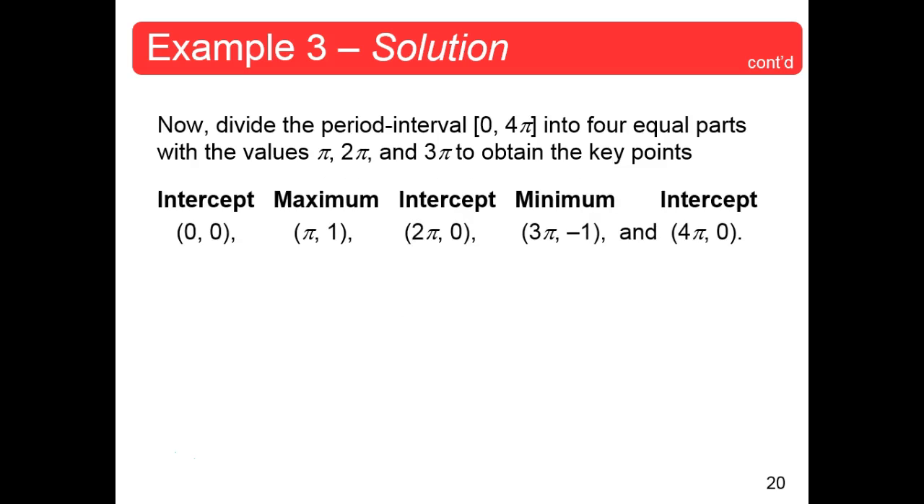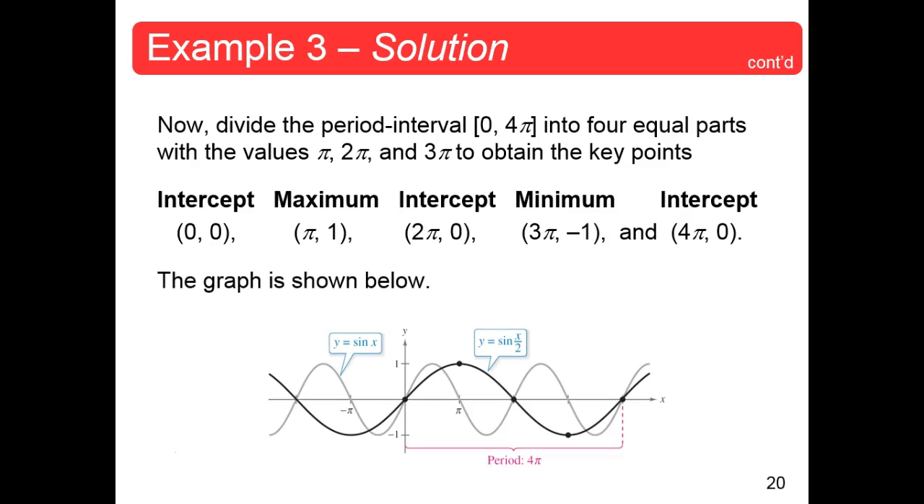And sine starts at the origin, so the intercept is 0, 0. At your first quarter period, which is pi, because you divide 4 pi into 4 equal pieces, you go up to your maximum 1, down to 0, down to -1, and up to 0. So this was your sine function.